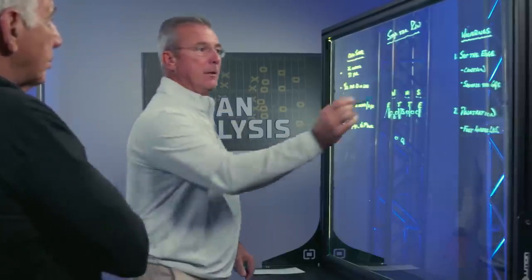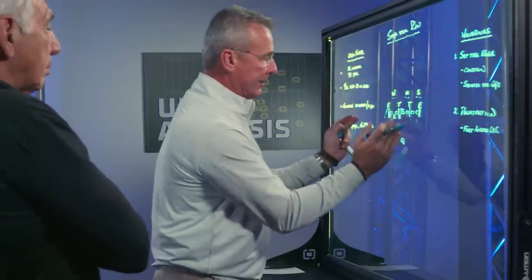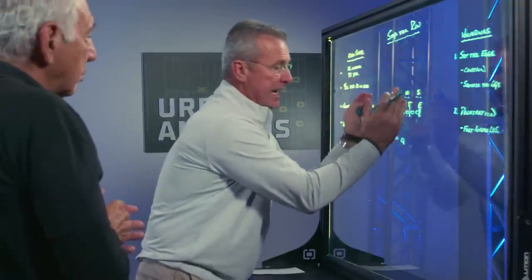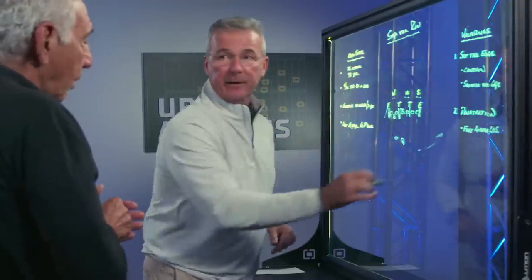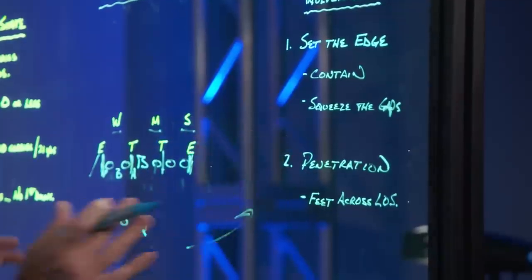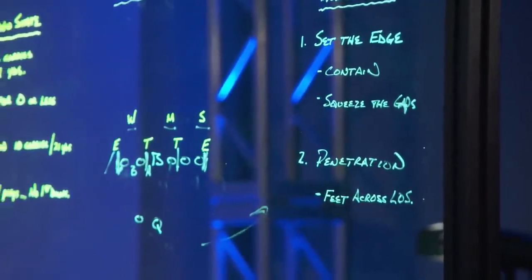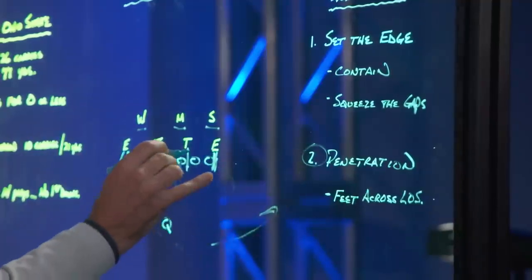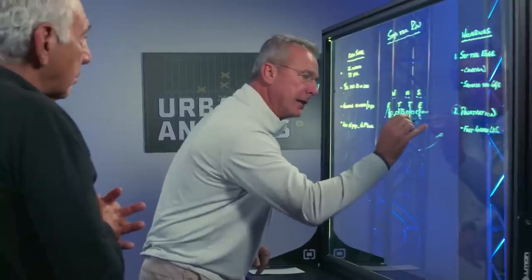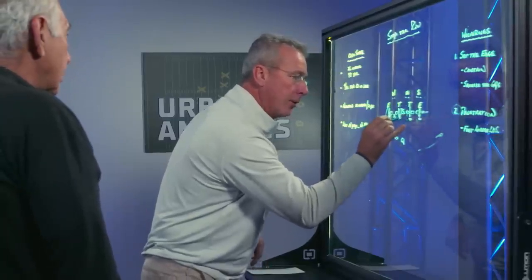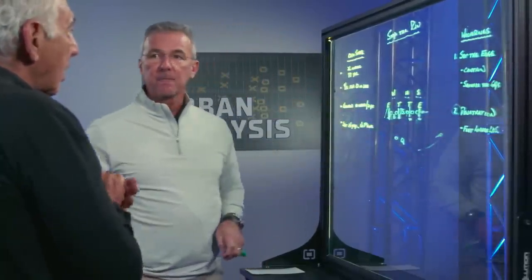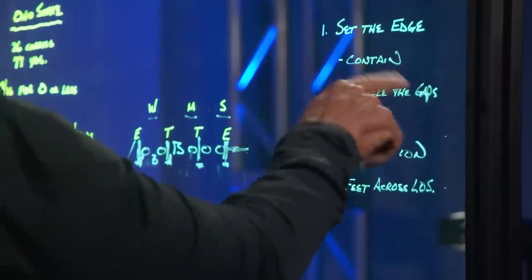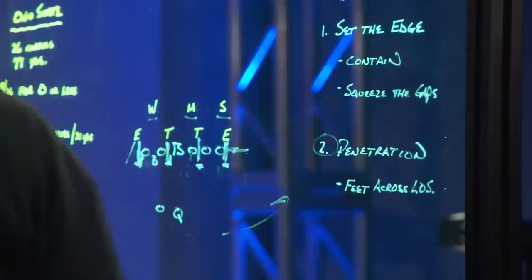How do you stop a run? Set the edge, contain it, keep guys like TreVeyon Henderson and Quinshon Judkins in the tackle box. You don't want those guys out here. The second one is squeeze the gaps. Tight gaps, linebackers can fill those gaps. Second point, penetration. Get your feet across the line of scrimmage. If your feet are across that line at the end of the play, defense wins. Let's go to the video and watch some game-winning examples of these two things.